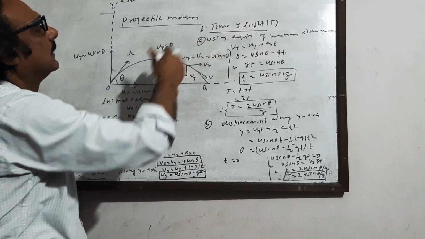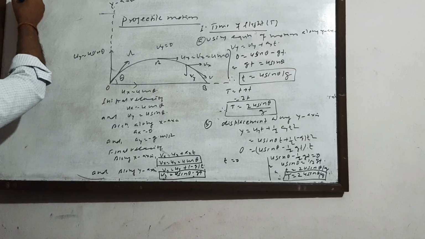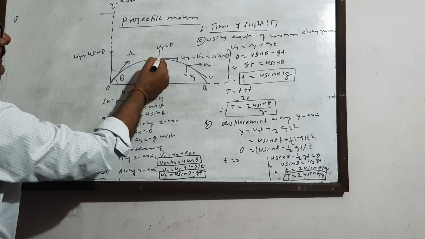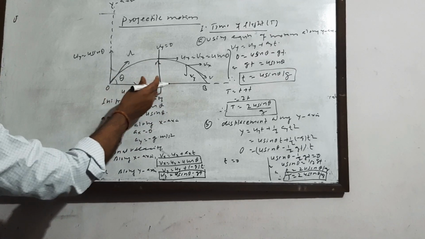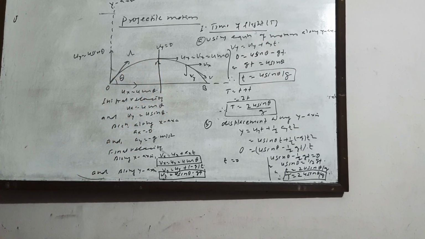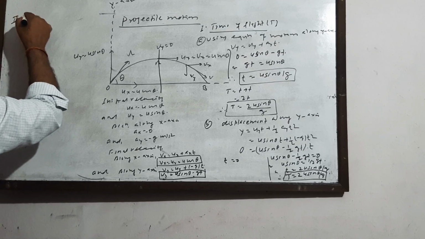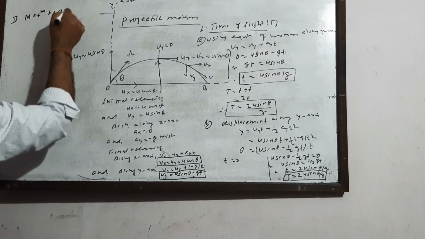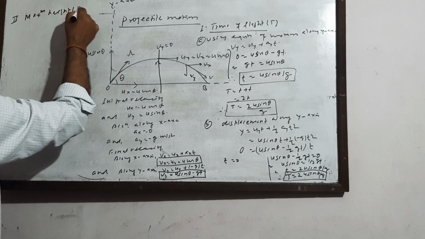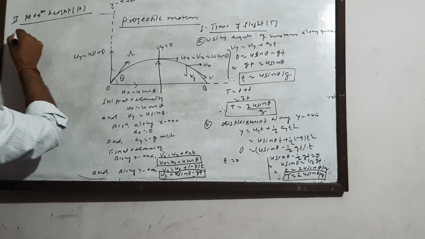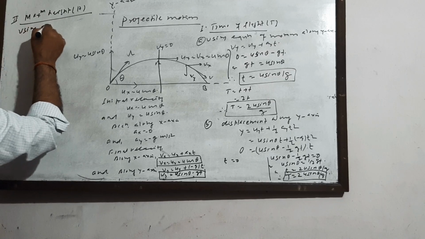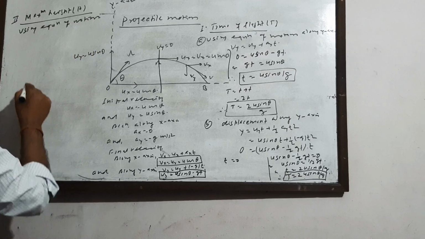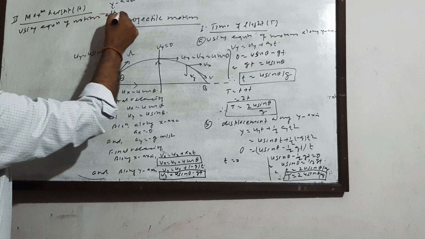Now come to the next expression, number 2. This is the vertical height, and it is also known as the maximum vertical height attained by the projectile. So the maximum height attained by the projectile, denoted by capital H, using the equation of motion along the y-axis.